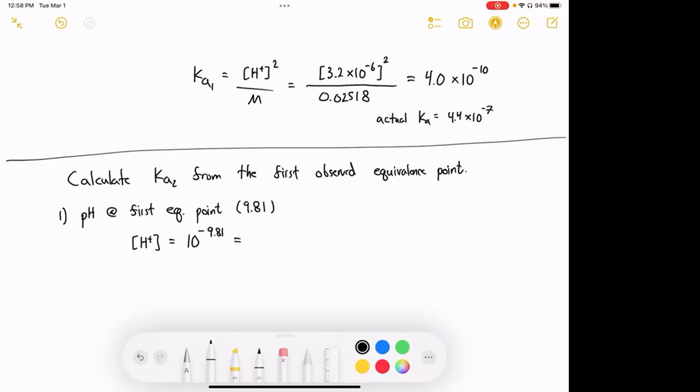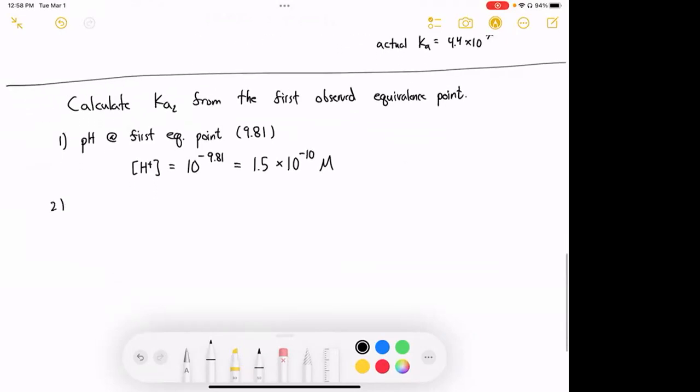Okay, so let's do that. 9.81, negative 10. So we get 1.5 times 10 to the negative 10 molar. So not very big. All right, so that's part 1. Part 2. Following equation 1 in our introduction, we're going to determine the dissociation constant for the second proton, Ka2.